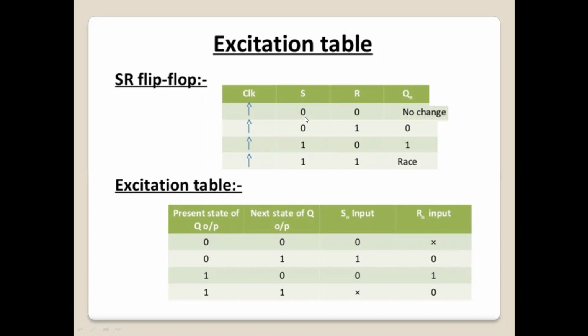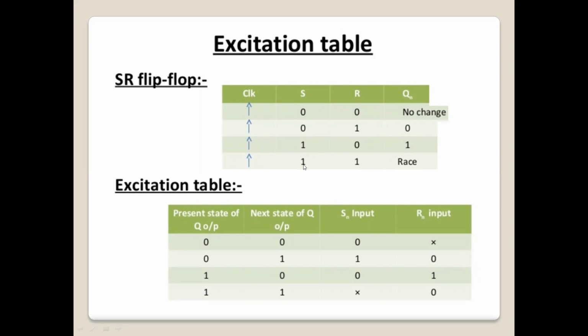For S and R inputs, if the inputs are 0 and 0 respectively, the output will be no change. That is, the previous state will continue in the present state. And for S equal to 0 and R equal to 1, the output will be 0. That is, if S equal to 0, the output will be 0. And the third input condition, if S equal to 1 and R equal to 0, the output will be 1.